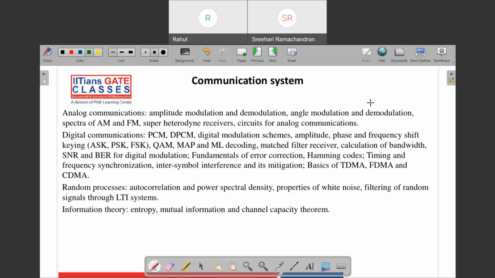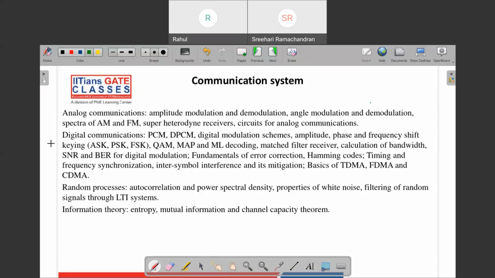So this is the communication system syllabus. Again, this one I have taken from the GATE official website, and this is a bit lengthy syllabus as compared to the signals and systems. Here we will start with the analog communication topic, which includes amplitude modulation and angle modulation.